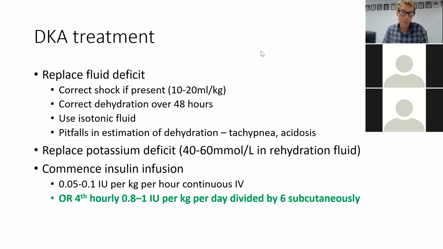The aims of treatment of diabetic ketoacidosis are to correct shock if it's present. So we normally correct shock with a bolus of fluid of something like 10 or 20 mils per kilo of normal saline or Hartmann solution. Either of those is okay.